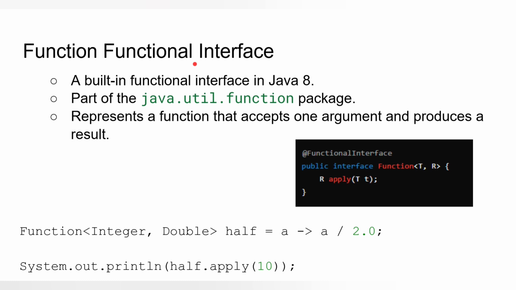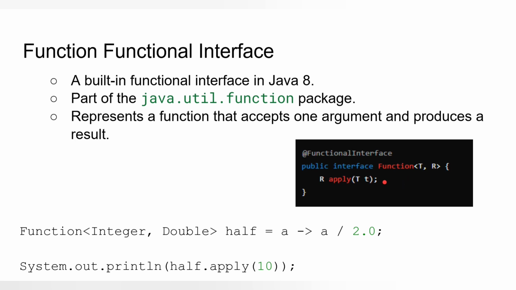So what is the function functional interface? Function is a predefined functional interface. It has one abstract method called apply. It is also part of the java.util.function package, and represents a function that accepts one argument and produces a result. So it will take one argument and produce a result.